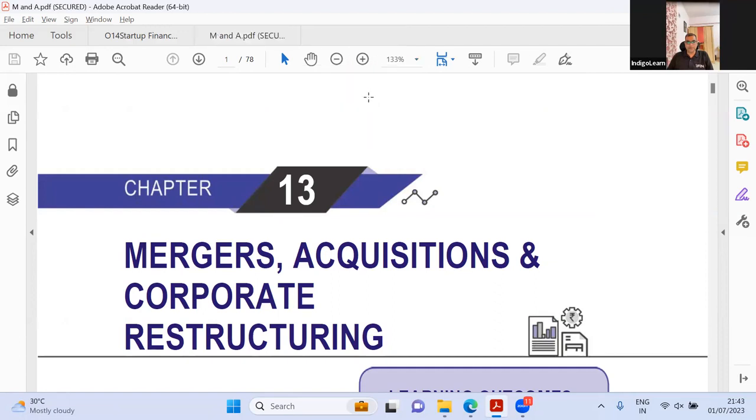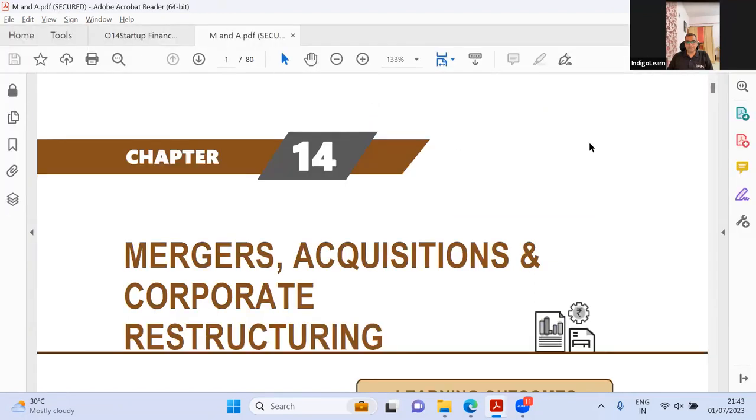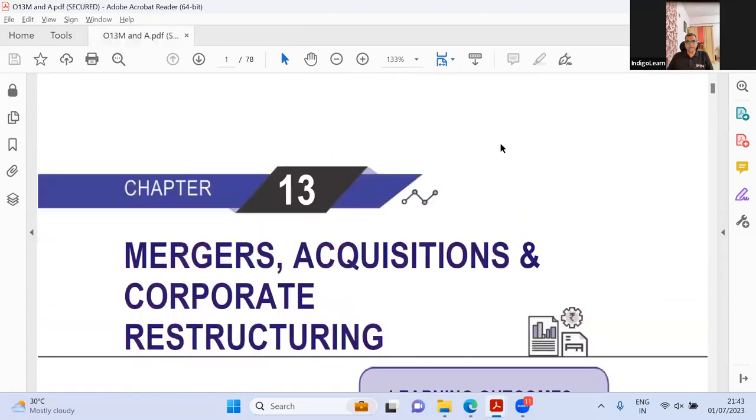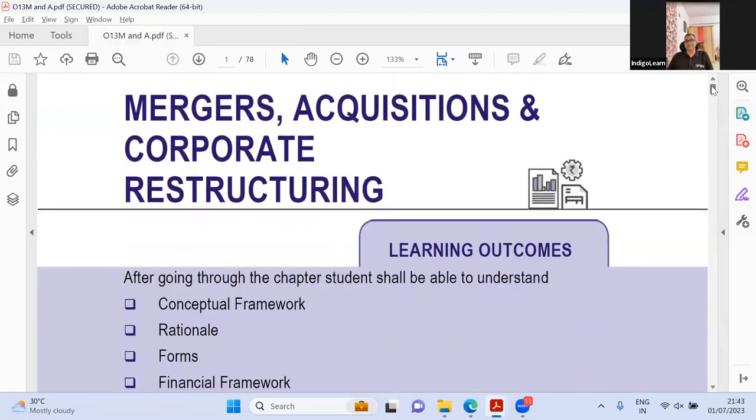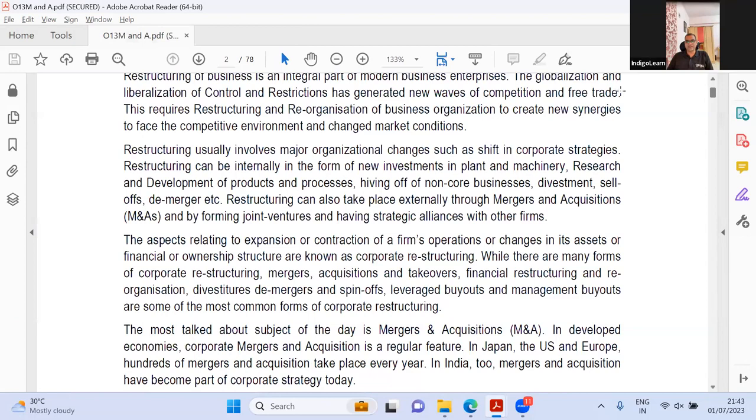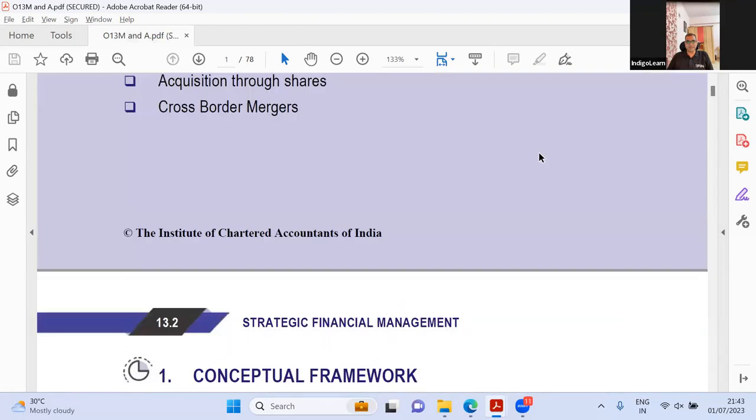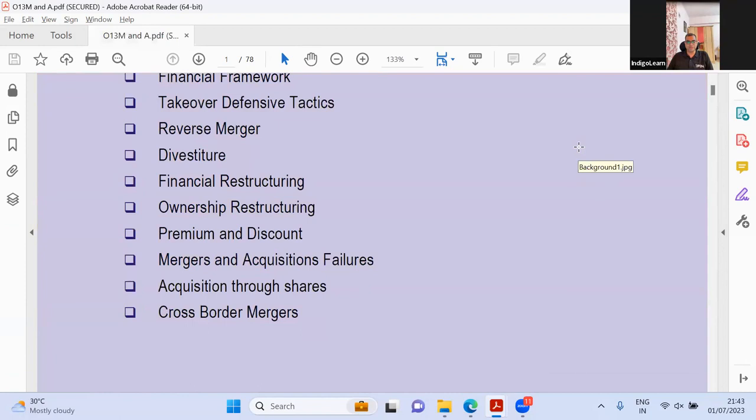M&A as per old and M&A as per new. This is about 80 pages and 70 pages. There's no difference, guys. There's absolutely no difference. They have done the same stuff. I don't think they've done anything different. Unlocking value. Same stuff.